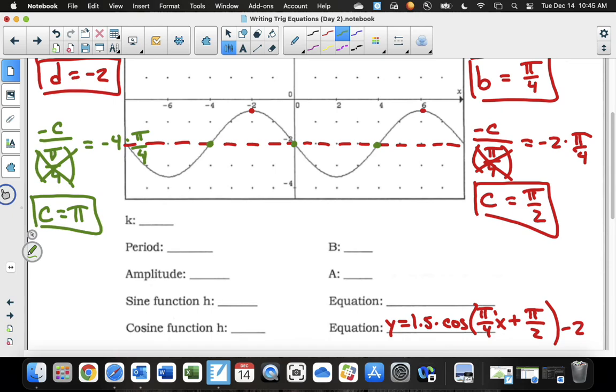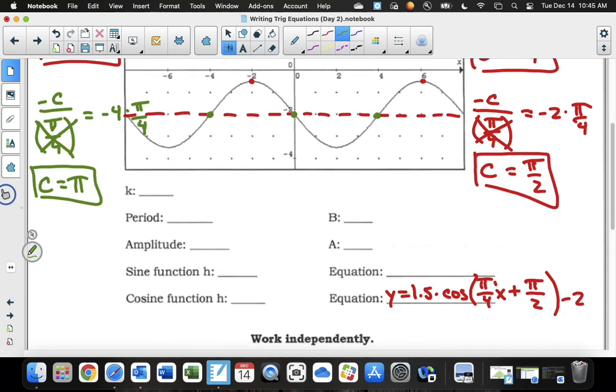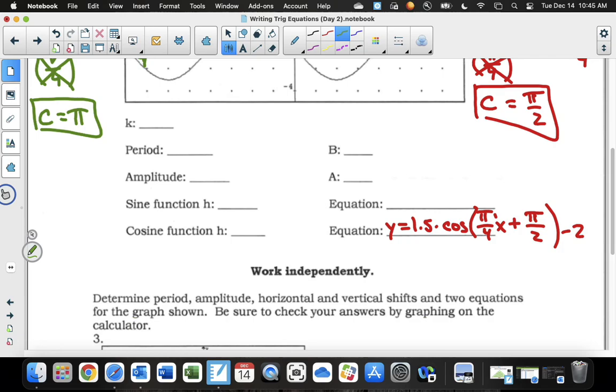So once again, the only difference between these equations is that phase shift. Y equals 1.5 times the sine of pi over 4 times x. Now we have plus pi instead of plus pi over 2, and then we still have the minus 2 at the end. Everything else is the same.